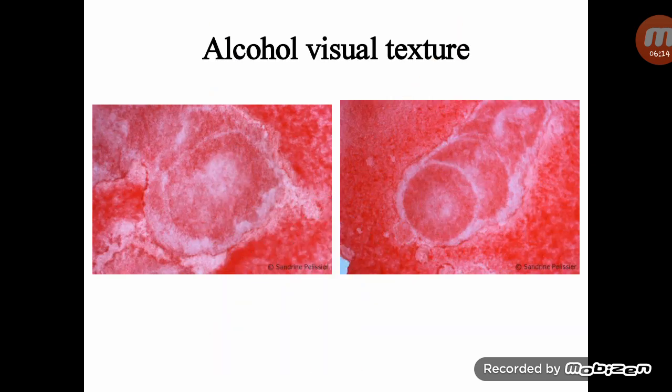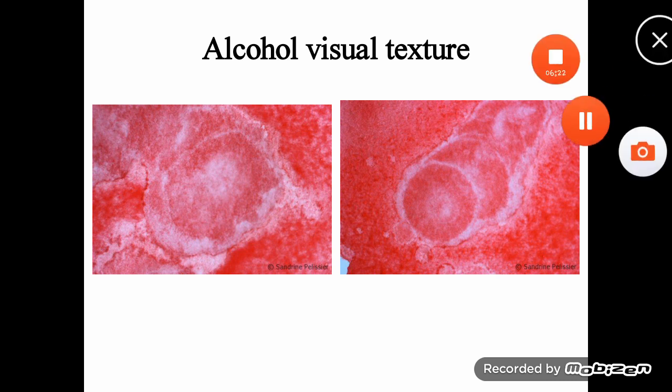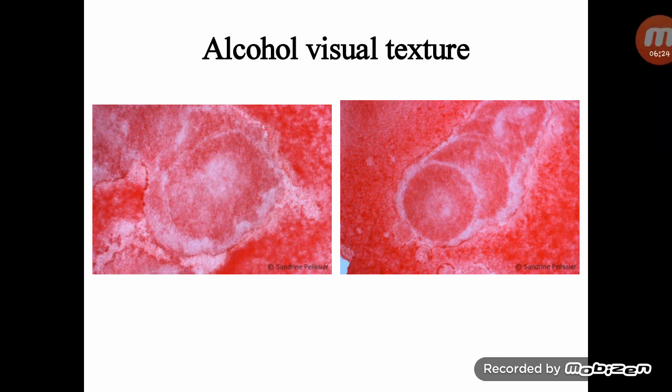Alcohol visual texture. Alcohol is one of the favorite ways to add visual texture to a wet wash of watercolor or acrylic. Just use a dropper or put your thumb to partially close the opening of a bottle of rubbing alcohol.